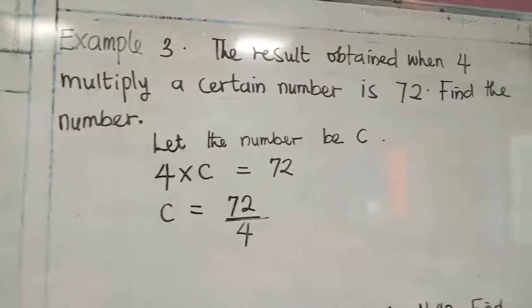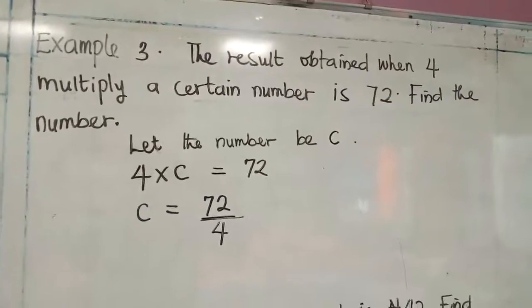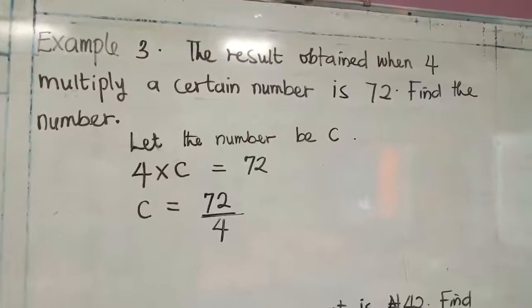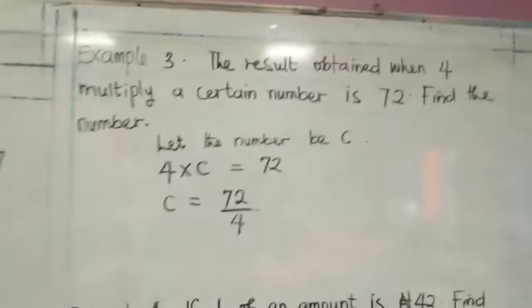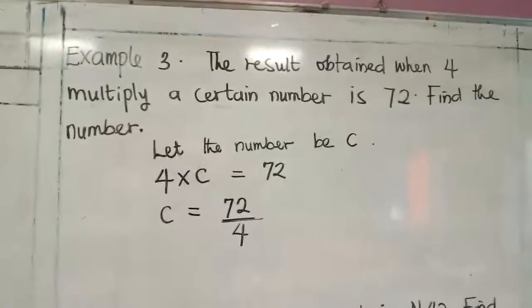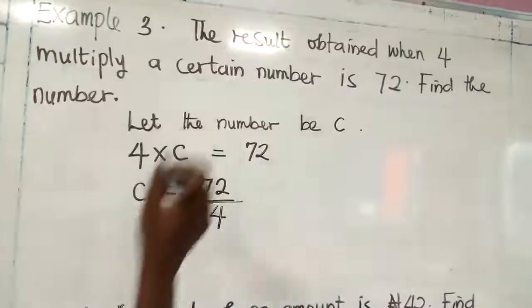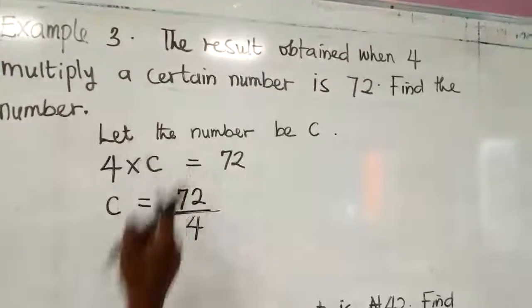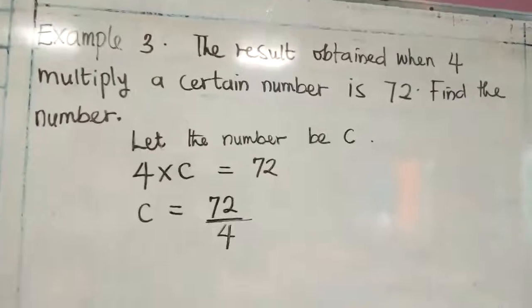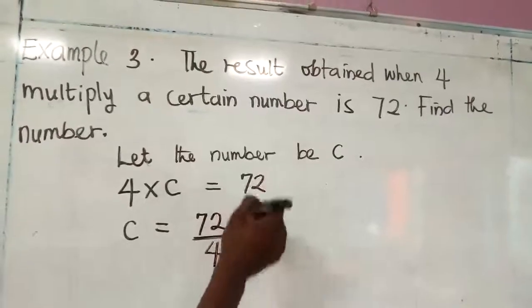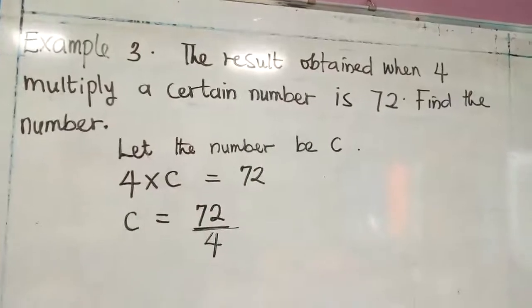Example 3. The result obtained when 4 multiplies a certain number is 72. Find the number. Here the question says the result. When you hear the word the result, it means after the multiplication has been carried out. The answer is 72. The result here means the final answer, which is 72.